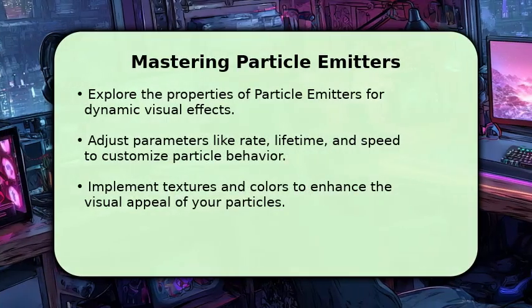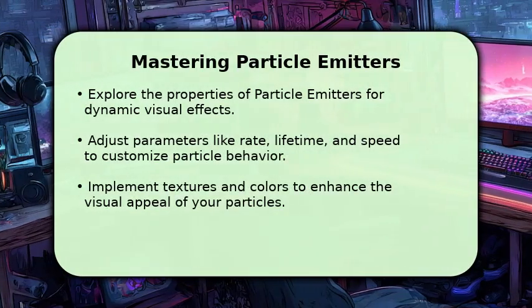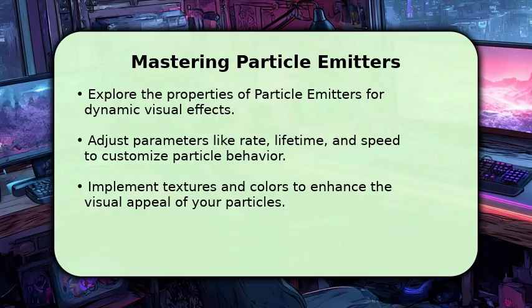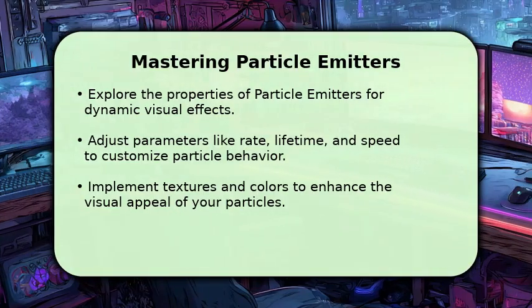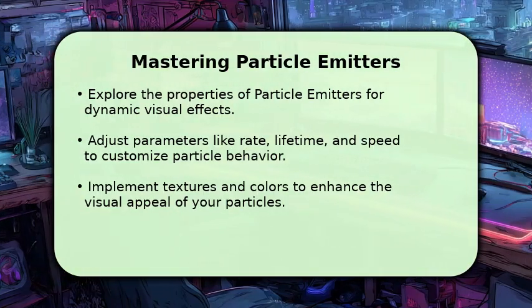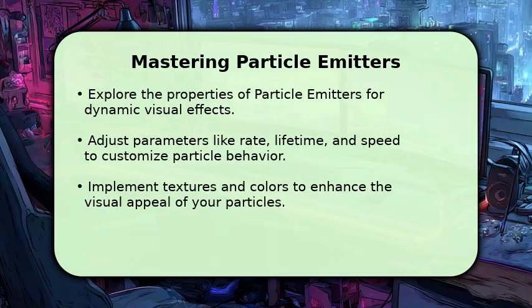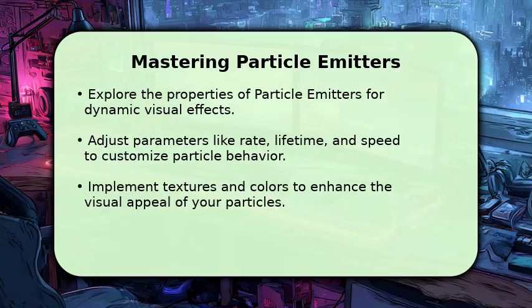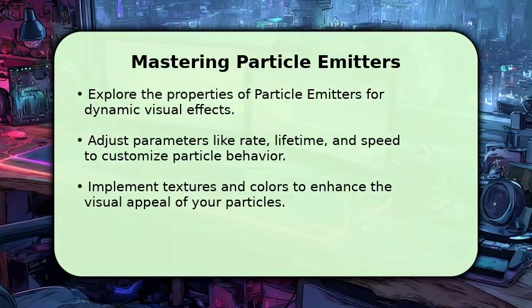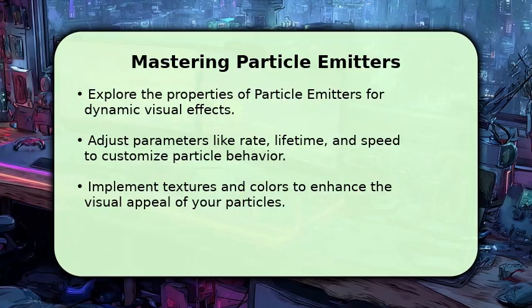Let's dive into particle emitters, which are fantastic for creating smoke, fire, or magic. To start, insert a particle emitter into a part. Adjust its rate property, perhaps to 20 particles per second, and set the lifetime between 1 and 3 seconds for a natural fade. Experiment with speed and size to control their movement and appearance.